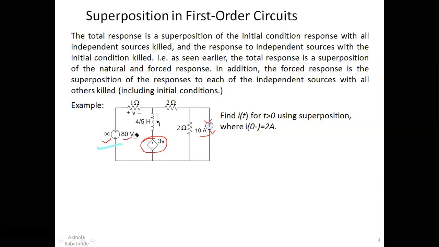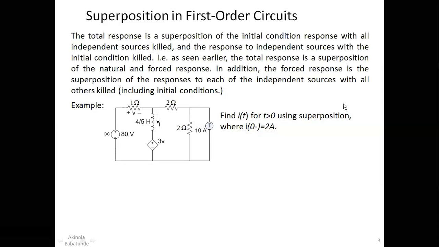Now, what they're asking us to do is to find I of t for t greater than 0, using superposition, where I of 0 minus is 2 amperes. When we say I of 0 minus is 2 amperes, what does this simply mean? It means that right before the switch is turned on or off, our steady state current is 2 amperes. And after it is turned on or off, what we have is going to be t greater than 0.